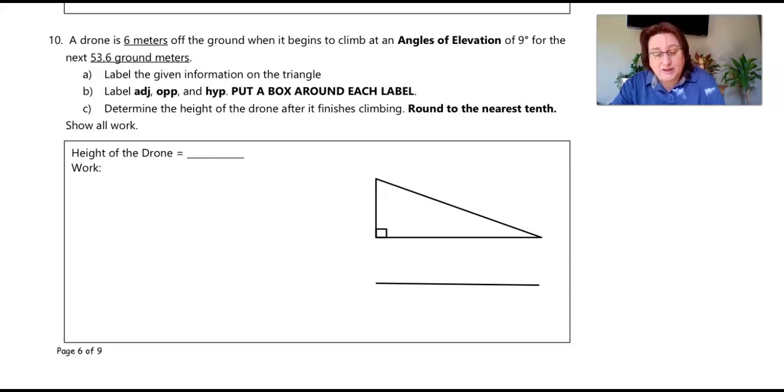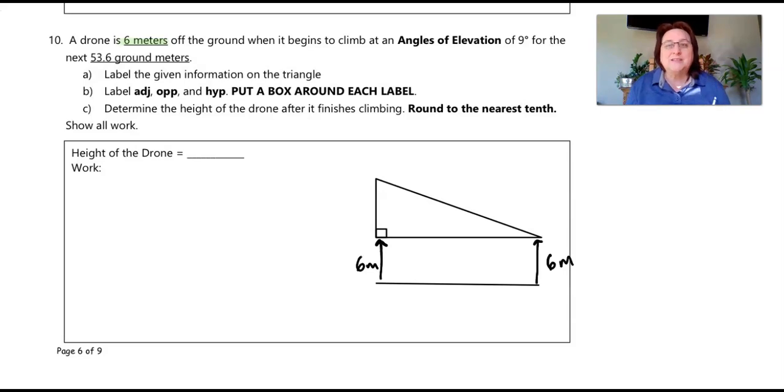The very first thing it tells me is that a drone is 6 meters off of the ground. So that means it's already above the ground. If you want to make yourself a note, this right here is the ground. If it's 6 meters off of the ground, then right here this is 6 meters, and it's also 6 meters over here. So it's 6 meters off the ground.